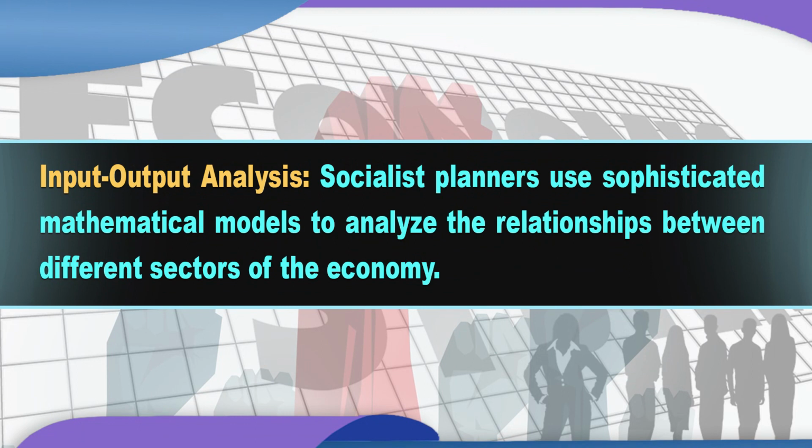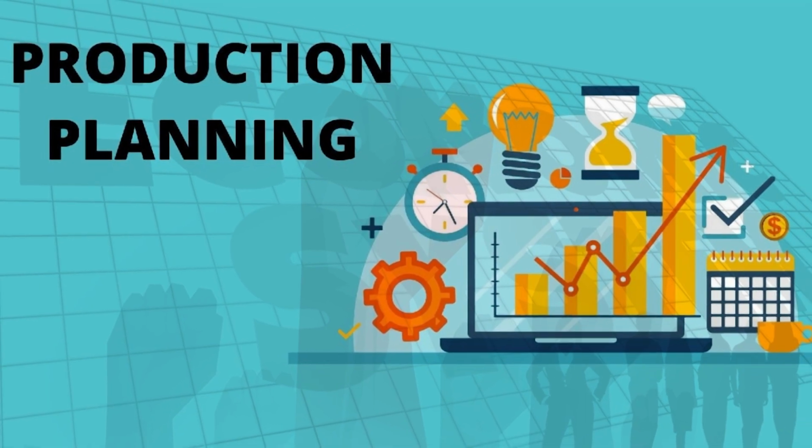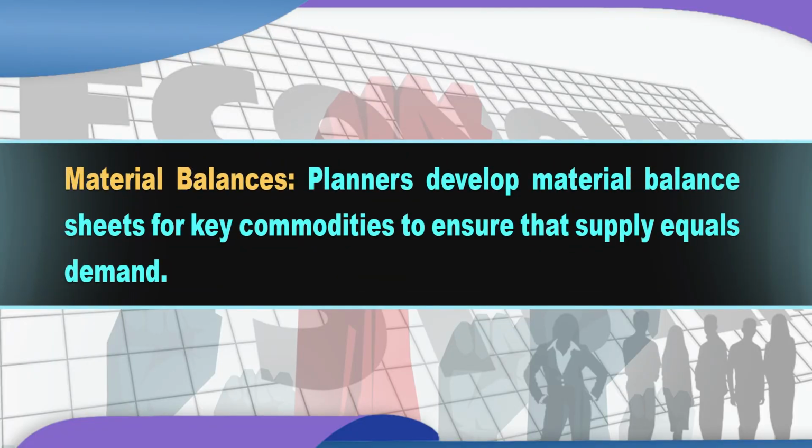Socialist planners use sophisticated mathematical models to analyze the relationship between different sectors of the economy. For example, we have input-output tables, which show how the output of one industry serves as an input to another industry, thus helping planners ensure that production plans are internally consistent and that adequate supplies are available for all activities. Planners develop material balance sheets for key commodities to ensure that supply equals demand.